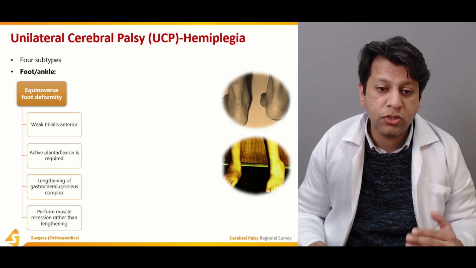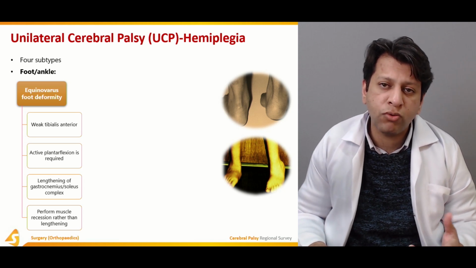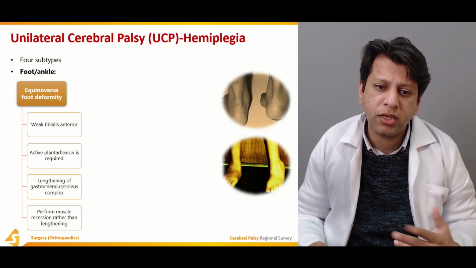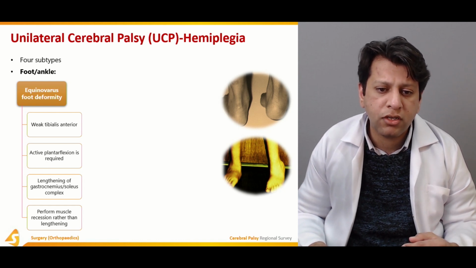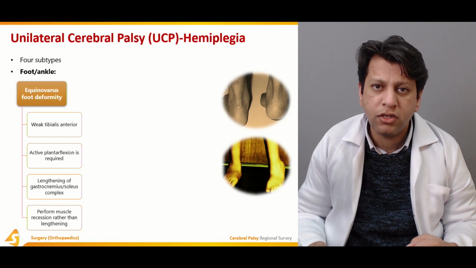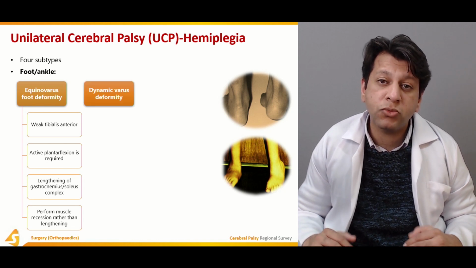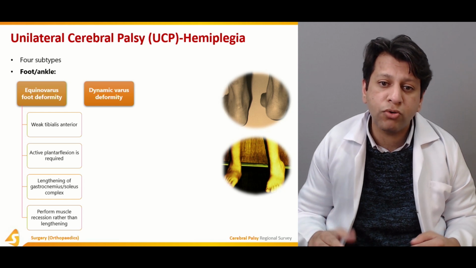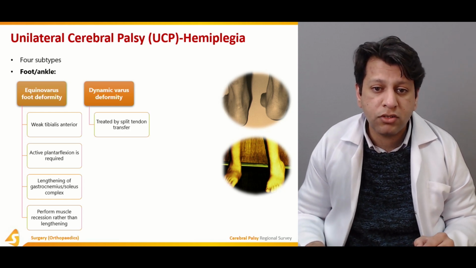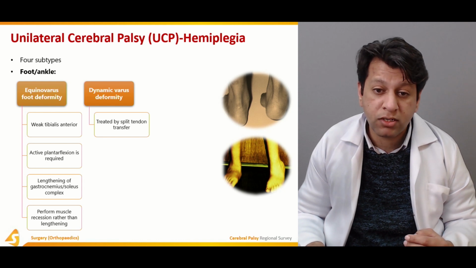And there are usually 2 ways of doing it. You can lengthen the gastrosoleus complex or do a recession, but recession is better than lengthening of these muscles. Then there's dynamic varus deformity, where when the child walks, the foot goes into varus. This could be treated by a splint because it's flexible.